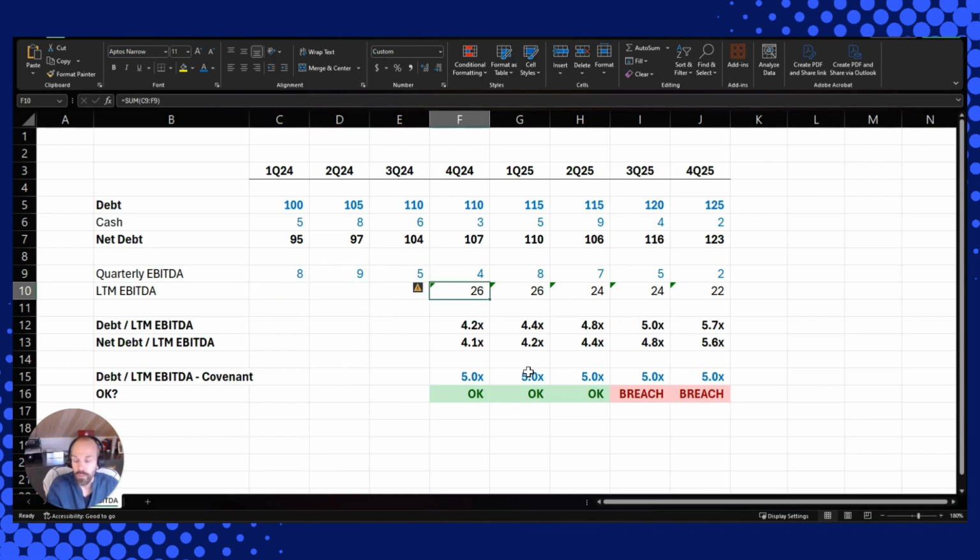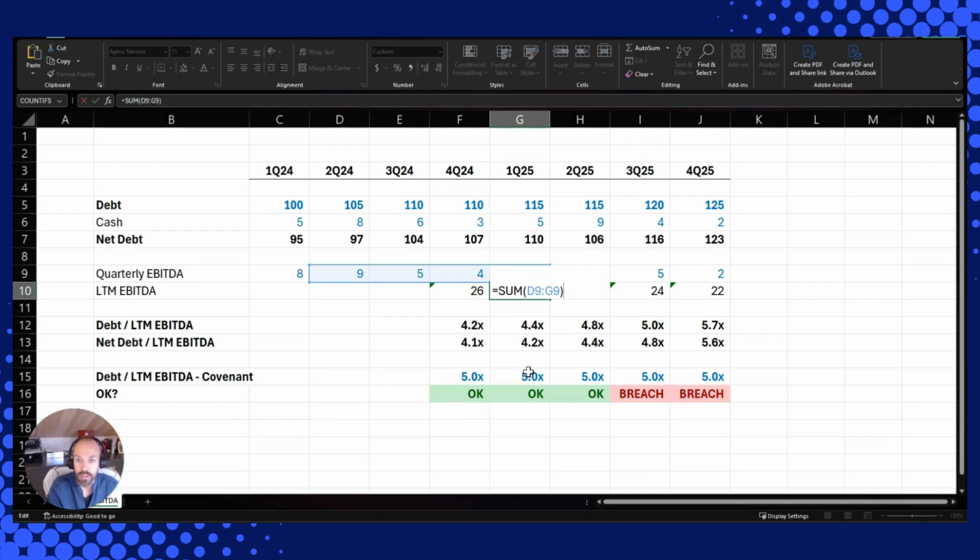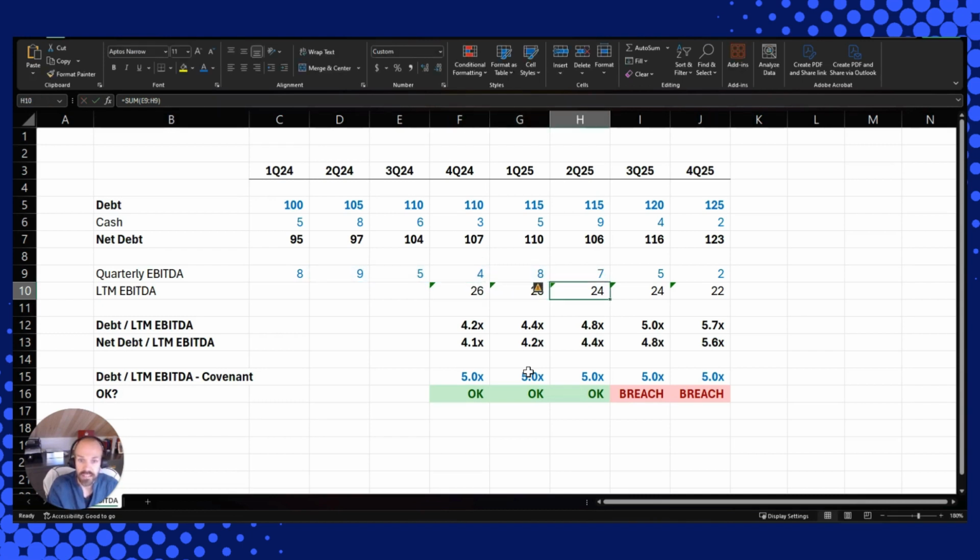Then we use LTM EBITDA, or last 12 months EBITDA, as the measurement. It looks at a trailing 12 months and rolls that forward every quarter. You can see here for this measure as of fourth quarter 2024, it's first quarter to fourth quarter. Then that rolls forward every quarter, so the next quarter would be the second quarter of 2024 to the first quarter of 2025. You can see how that last 12 months, or LTM EBITDA, changes over time per quarter.